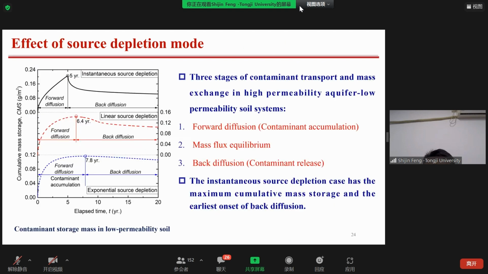Then we studied the effect of the source depletion model, including instantaneous source depletion, linear source depletion, and exponential source depletion. In all the three cases, we can see three stages of contaminant transport and mass exchange in the soil system.